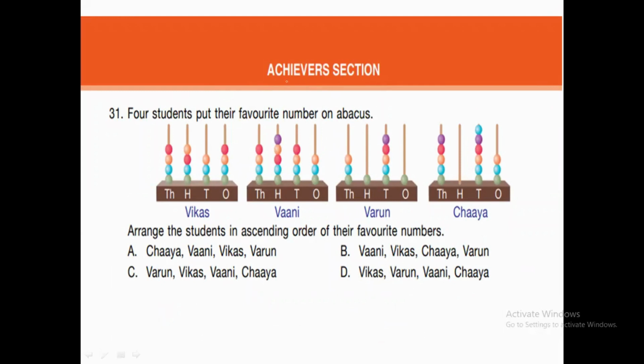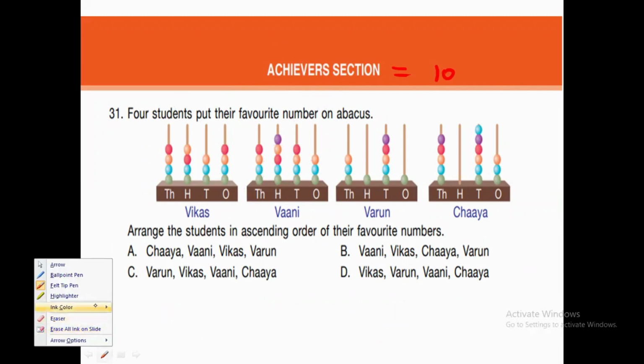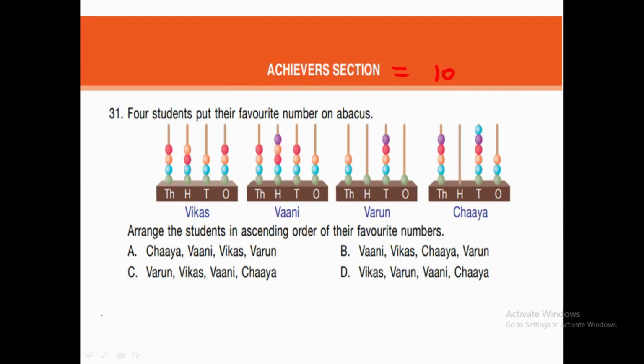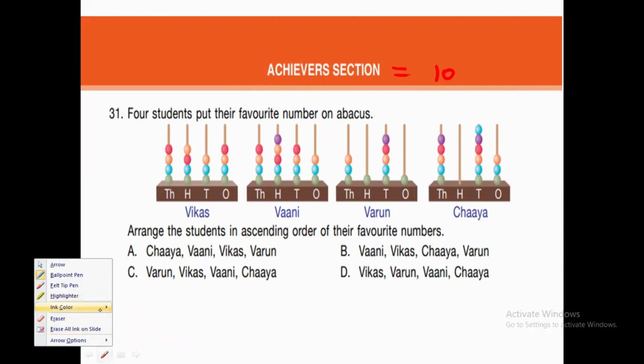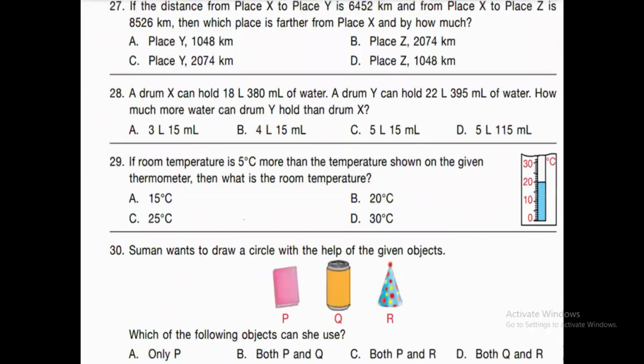Okay. And every section contains 10 questions. But the achiever section has 5 questions. Each question carries 2 marks, so the achiever section totals 10 marks. Now, if we talk about the other sections, I have already told you about that.